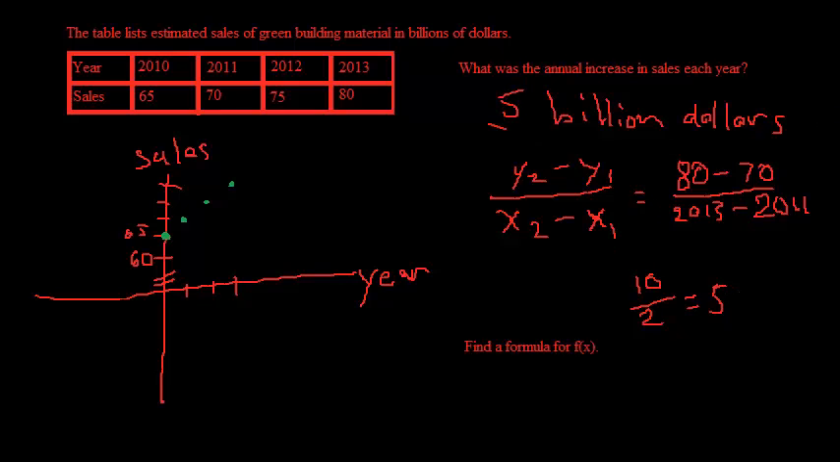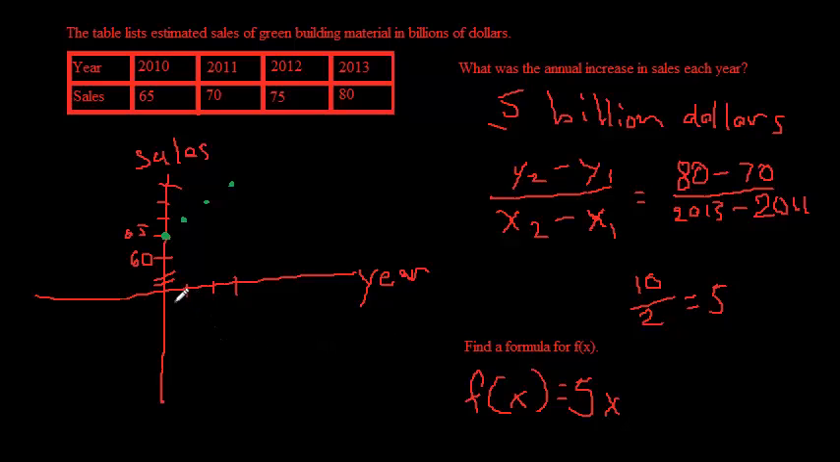So what then is the formula for this function f of x? Well, we start with f of x equals, let's see here, we know it's supposed to be in the form of mx plus b, where m is our slope. Oh yeah, that was our annual increase. So 5x plus b, which was the y value of the y-intercept.